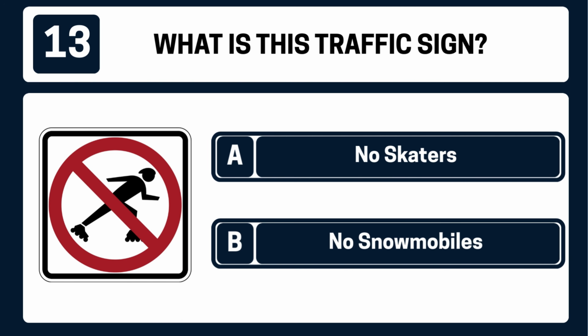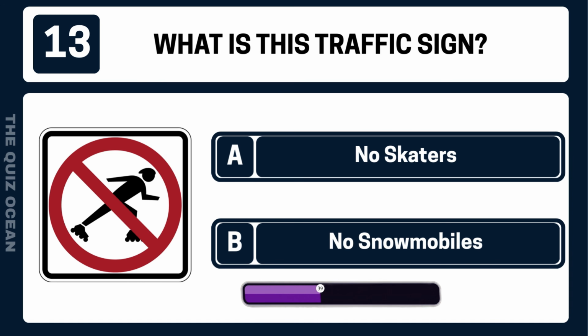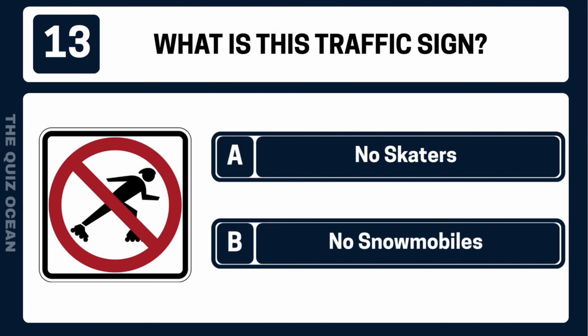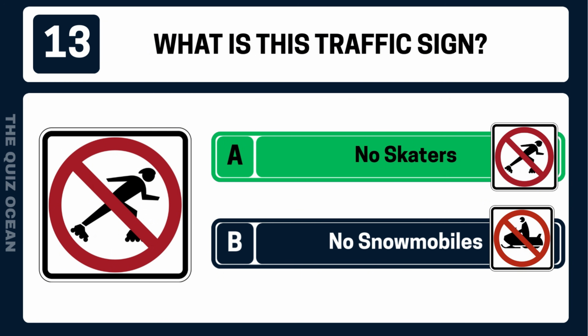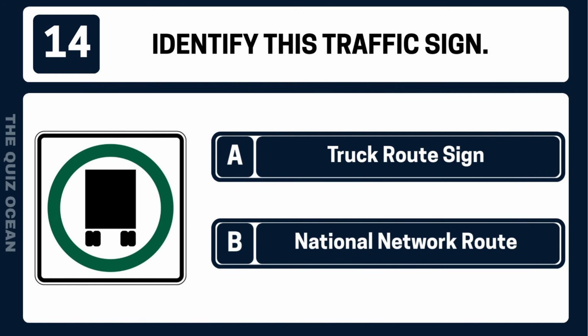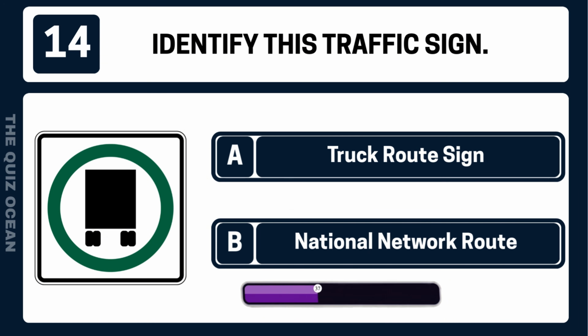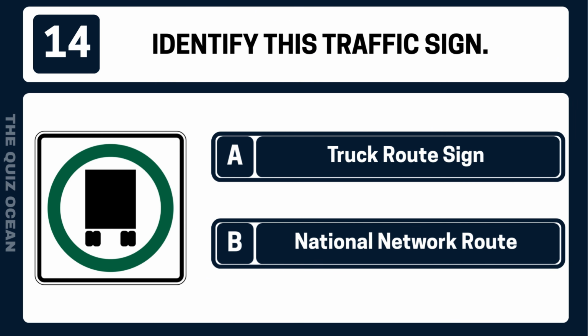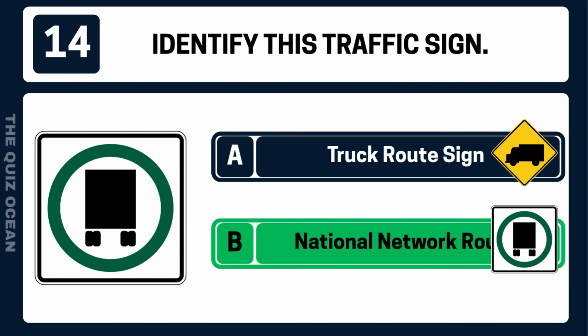Question 13. What is this traffic sign? A. No skaters. B. No snowmobile. The answer is A. No skaters. Question 14. Identify this traffic sign. A. Truck route sign. B. National network route. The answer is B. National network route.